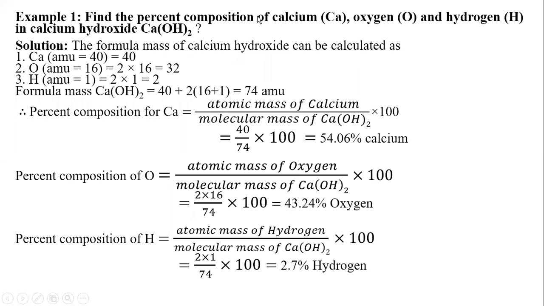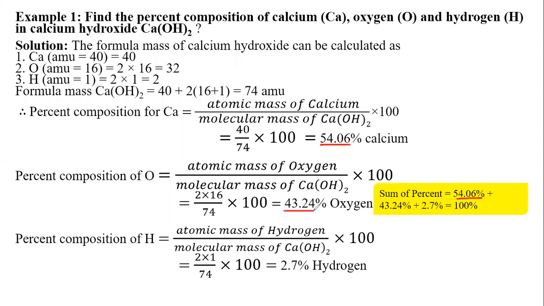Similarly, the percentage composition of hydrogen will be equal to the atomic mass of hydrogen divided by the molecular mass of calcium hydroxide. So in the molecular formula, 2 hydrogen atoms are present, so 2 multiplied by 1 divided by 74 will be equal to 2.7% hydrogen. And if we add all the given percentages of each element, that is calcium as 54.06, oxygen as 43.24 and hydrogen as 2.7, we will get the sum equal to 100.